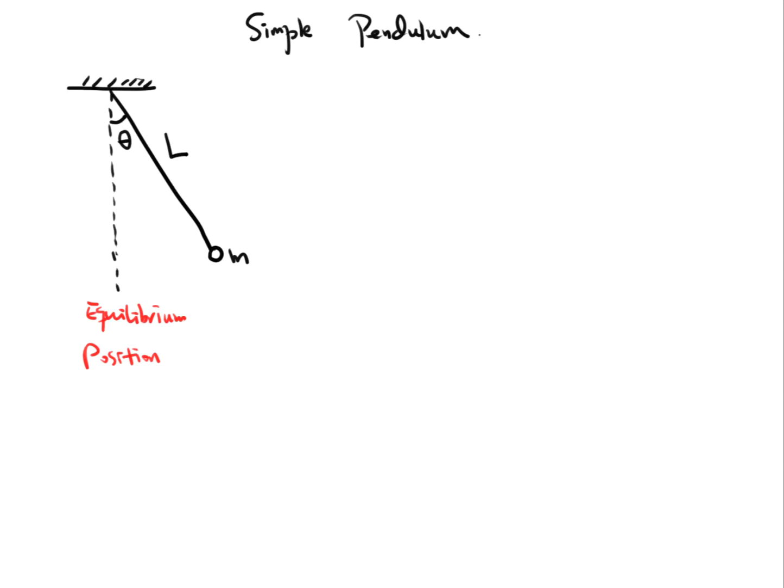Okay, so first let's draw a free body diagram for the mass m. There's a tension force T acting on the mass m and pointing along this string direction. There's also gravity mg.